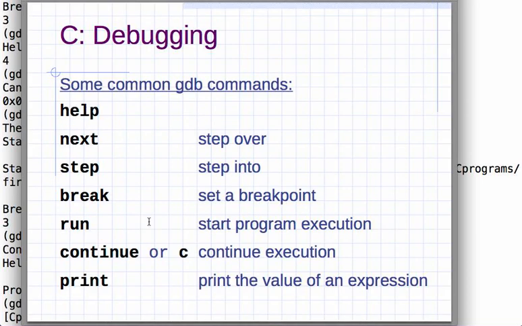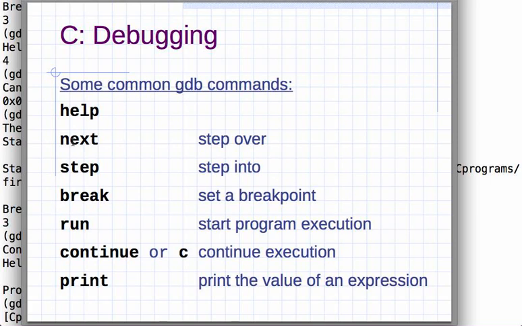Okay, so here are some common GDB commands that you would probably need to pretty much memorize. It's not that hard. Help is a good one. Next, to step over a single statement. If you are calling a function and you want to step into that function, you say step rather than next. So if it's just a statement like a is equal to b plus c, then next and step will have the same effect. But if you're saying a is equal to square root of b, then step will step into the square root function, whereas next will just skip over square root and go to the next statement.